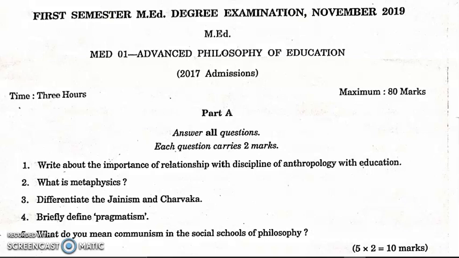Then differentiate between Jainism and Charvaka. You have to provide at least 4 differences between these 2 schools of thought. Then a definition of pragmatism. Then what is meant by communism as a social school of philosophy.